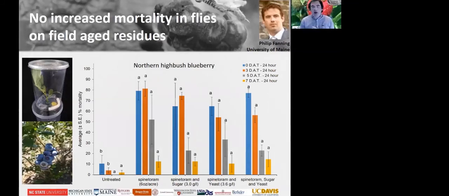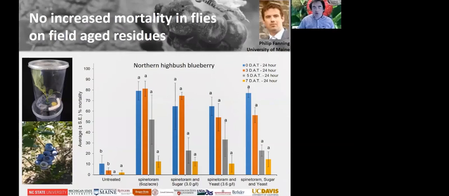Looking at some field data on the next slide. These are trials we did in northern highbush blueberry in Michigan. The different color bars in this graph are different days after treatment, so they're different residue ages in the field. On the bottom axis, we can see the products. We had spinetoram, which is Delegate again. We had spinetoram and sugar, spinetoram and yeast, spinetoram, sugar and yeast.